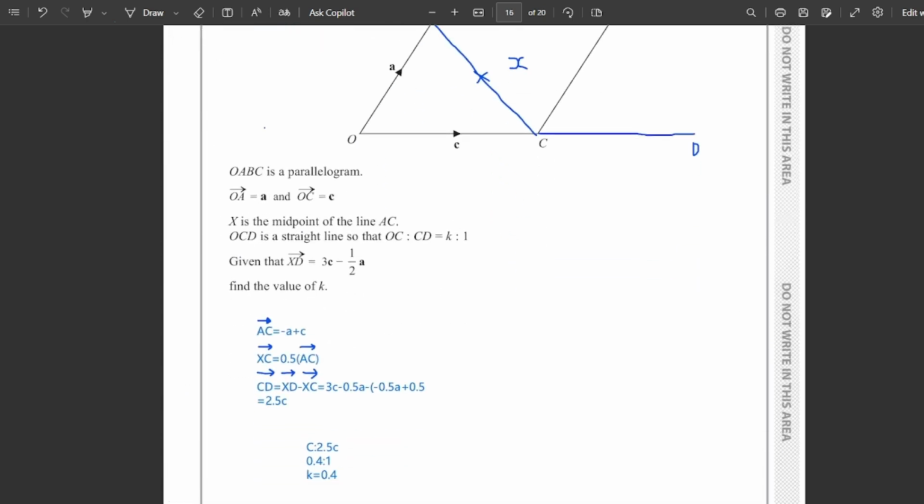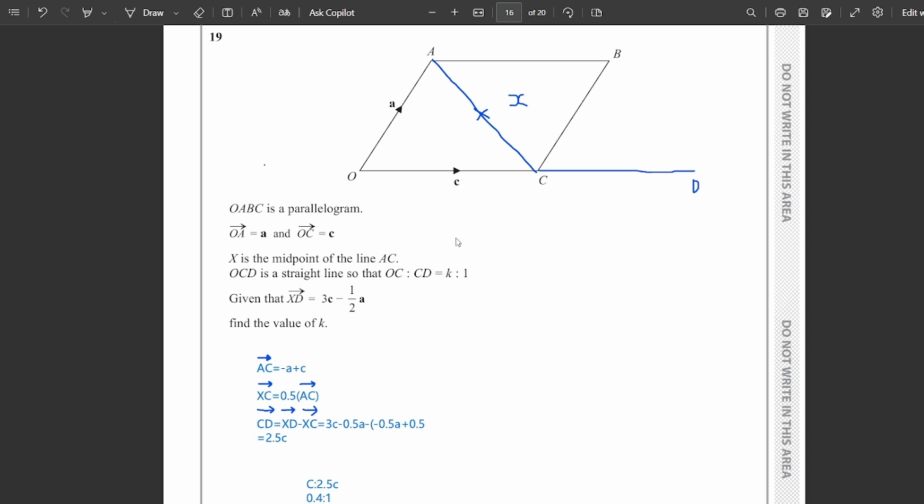Then moving on to 19. This is a bit of a tricky question. OABC is a parallelogram. OA equals A, and OC equals C. X is the midpoint of line AC. OCD is a straight line, and OC to CD equals K to 1. Given that XD equals 3C minus a half A, find out the value of K.